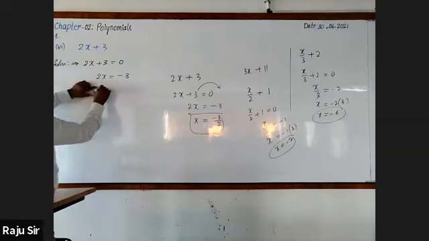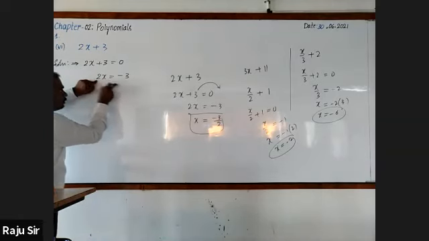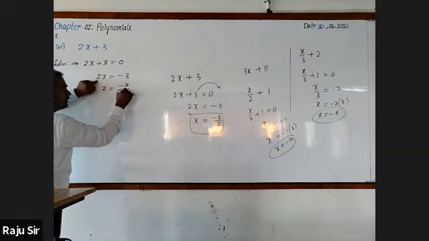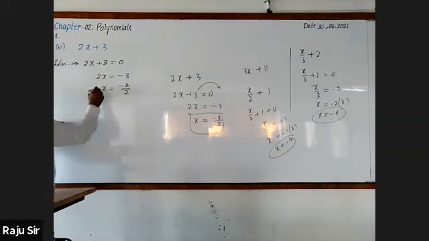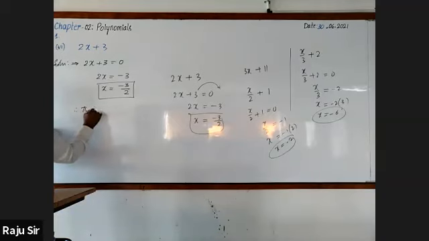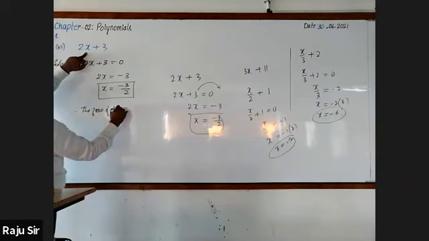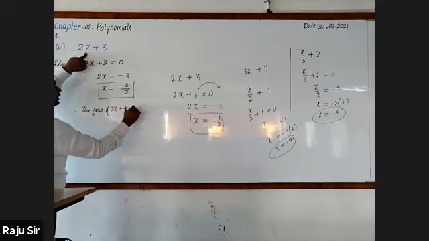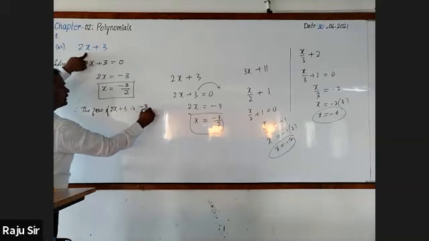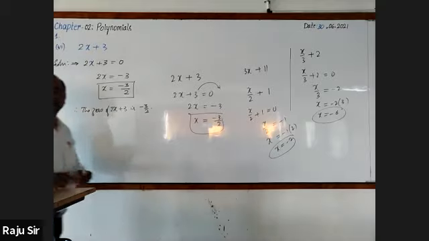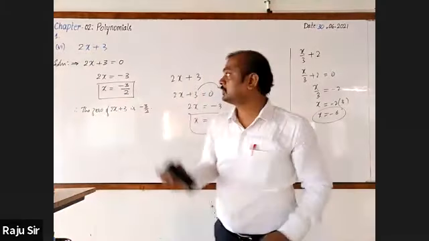Write with me. X is equal to, transpose 2 to the denominator, it is minus 3 by 2. X is equal to minus 3 by 2. Therefore, the zero of the polynomial 2x plus 3 is minus 3 by 2.